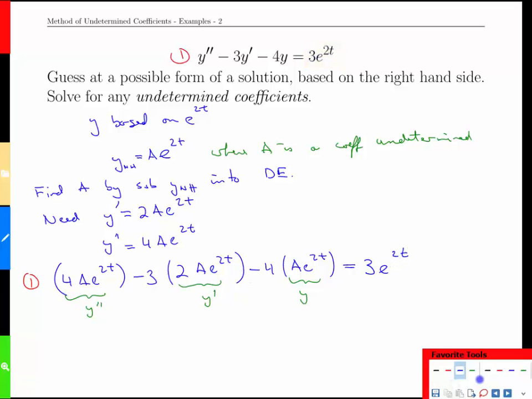Well, this is fantastic. Every single term has an e to the 2t. It's never 0. We divide by it. And lo and behold, we get 4A minus 6A minus 4A equals 3. That's a nice linear equation just in A's. We combine terms, and we get A is equal to 3 over minus 6, or negative 1/2. So y equals, and let's make sure this is the solution to the non-homogeneous version, simply negative 1/2 e to the 2t.